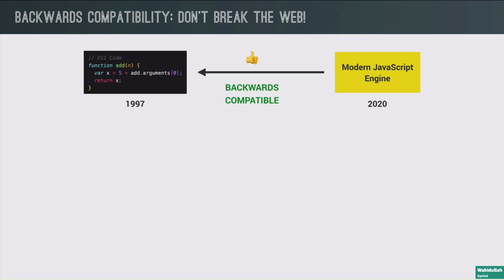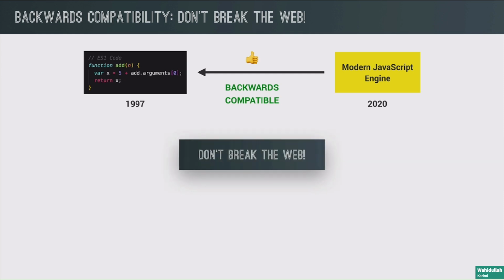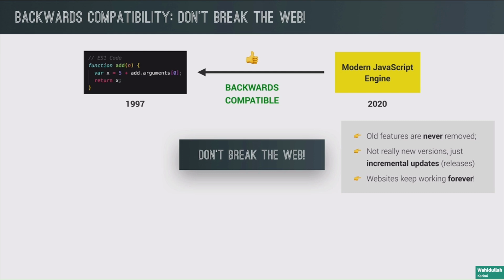So again, the JavaScript engine that's in our browsers today is able to understand old code written 25 years ago without having to rely on version numbers or anything like that. It just works. And it works this way because of the fundamental principle that's baked into the JavaScript language and its development, which is to not break the web. This means that there is almost never anything removed from the language, but only added in new versions.